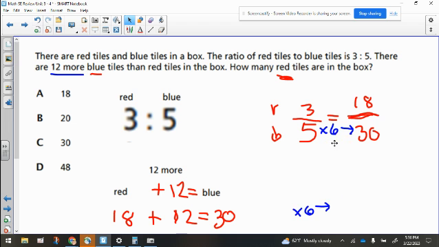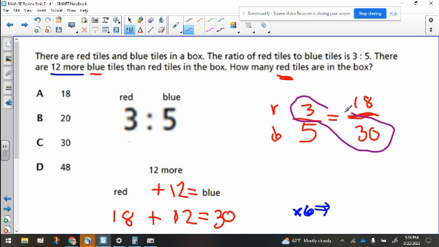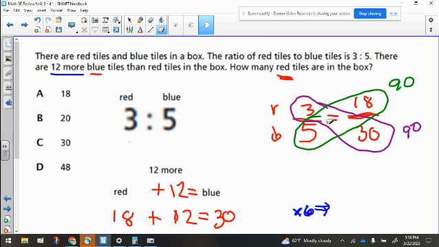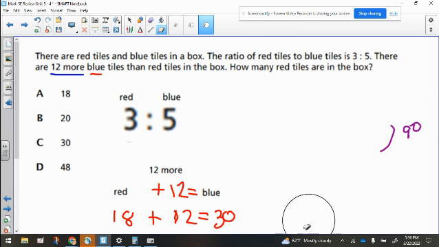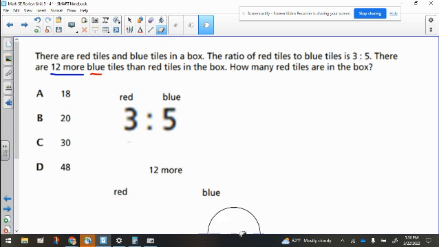Now, another thing I want to remind folks of: you want to check your cross products. If we check this cross product right here, that would be 3 times 30, which would be 90. If we multiply the other cross product, which is 5 times 18, does that also equal the same thing? If the cross products match, then the ratios are equivalent. Now, before you choose choice A, you want to make sure that the other choices are definitely wrong. So let's look at choice B.